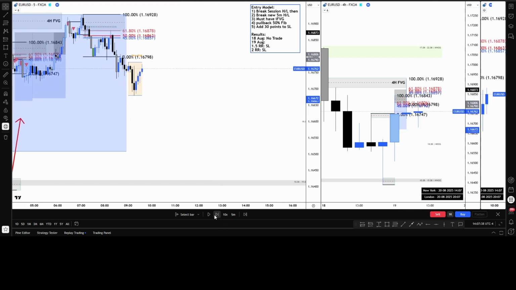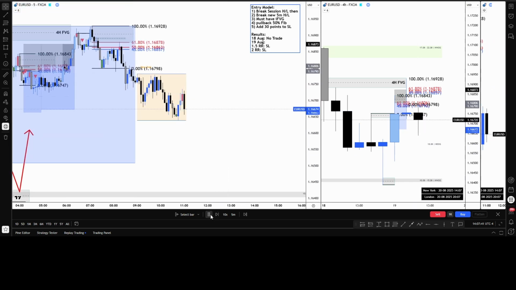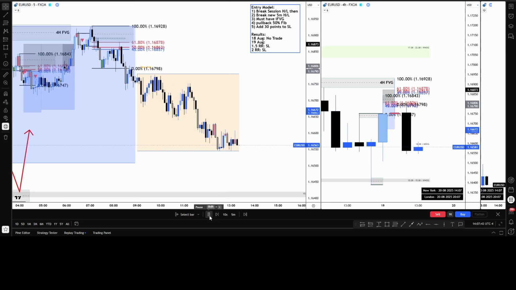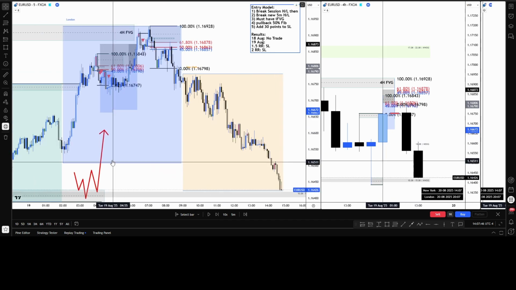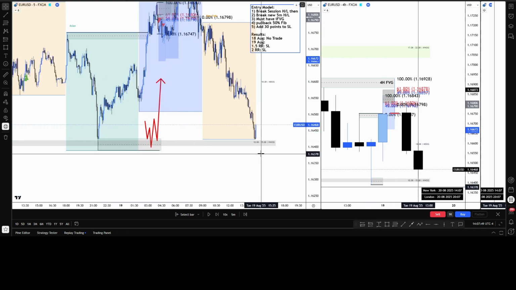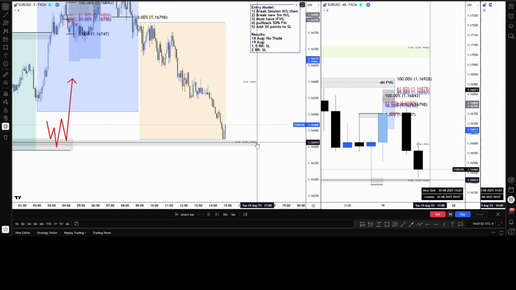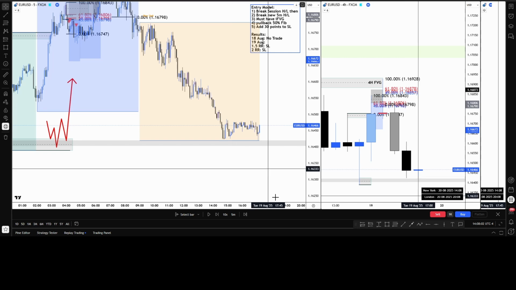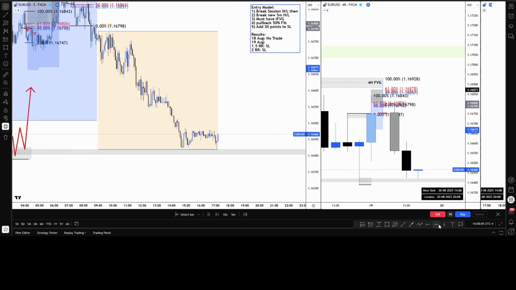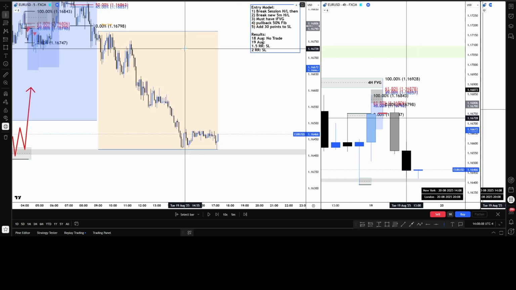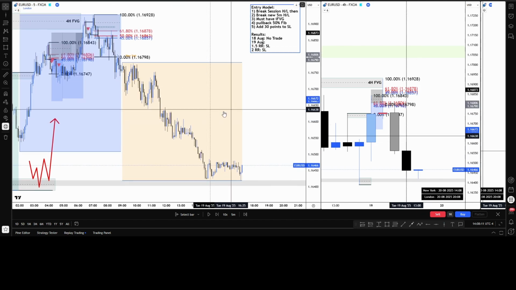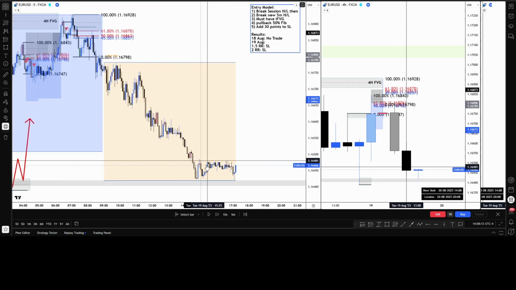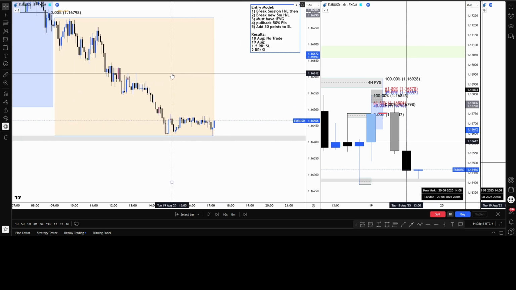So we have to wait for either of the sides to be broken. Okay, cool. So we broke out of the low of the London session. We are tapping the previous week's new week opening gap. But take a look at the time, right? I stopped looking for trades at 3 p.m. New York afternoon. I don't go any further than this, so I stopped looking for trades here.